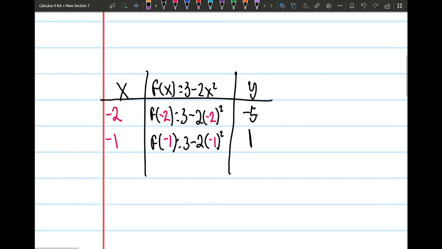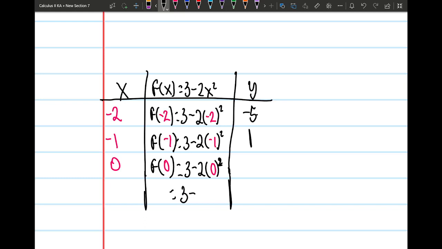And then we're going to do f of 0. We'll do the same thing until we get all the way to 2. We're basically just evaluating every part here, and this is one of the ways in which we can graph quadratic functions. It is not always used, but for this, we can use it. So we have 3 minus 2 times 0 squared. Well, this just becomes 0, and it's going to be 3. So when x equals 0, y is equal to 3.